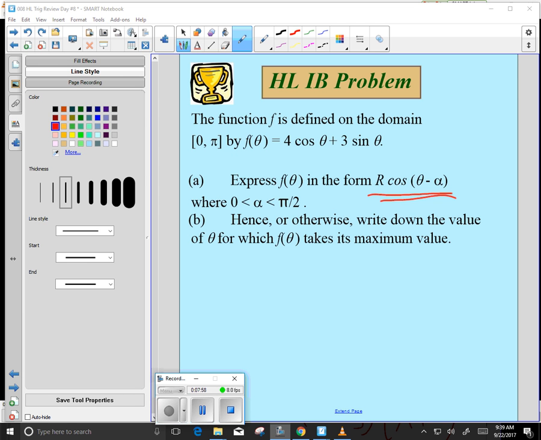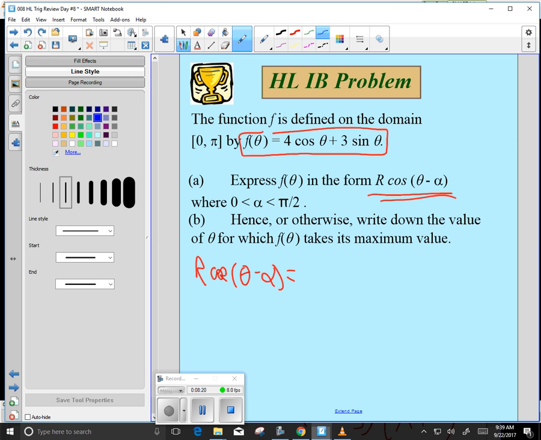Start at a problem like this. They're asking you essentially to find the amplitude and the horizontal shift. But to do that, you're going to back up a little bit and ask, what is r cosine of theta minus alpha? Well, it's r times cosine theta cosine alpha plus sine theta sine alpha. That's the place to start.